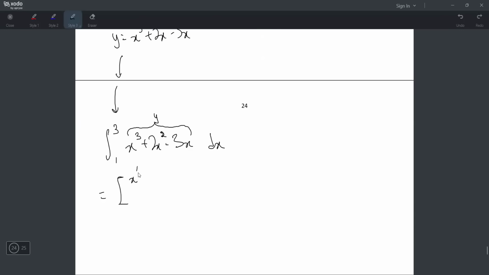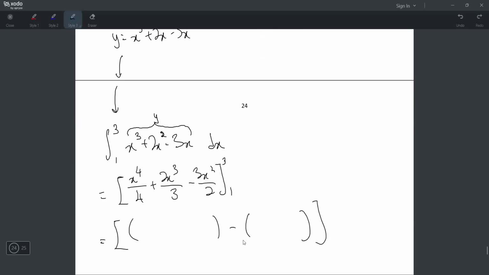x to the power 3 plus 1 is 4, divided by 4. 2x squared: power plus 1 becomes power 3, over 3. Then 3x squared: power plus 1 becomes power 2, so 3x squared over 2. And since you have numbers here, you have to write the limits, and the 3 and 1 have to be substituted in. When you substitute, there will be 2 brackets with a minus in the middle. But if the inside can be simplified, you have to simplify first. But here nothing can be simplified, nothing you can cancel.